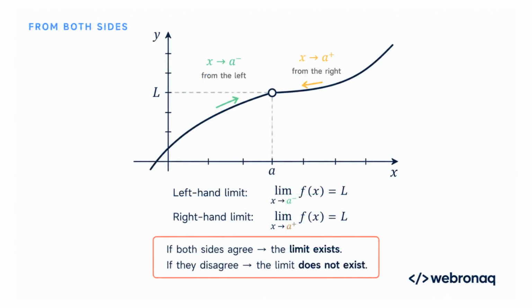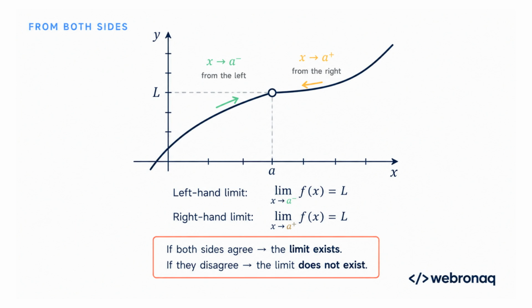Now here's a detail that really matters. When we say x is approaching some value, let's call it a, we actually have to check both directions. You can sneak up on a from the left side, where x is slightly less than a. That's called the left-hand limit, and we write it as x approaches a from the minus side. Or you can sneak up on a from the right side, where x is slightly greater than a. That's the right-hand limit. x approaches a from the plus side.